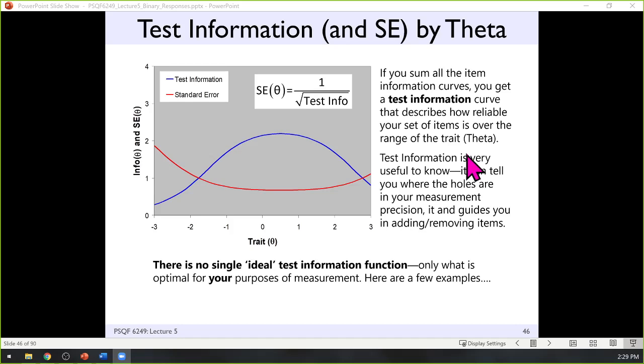So let me give you a couple examples. This is a test information function that was found in my dissertation. So welcome back to 2003, folks. I'm going to make fun of myself here for a few minutes.